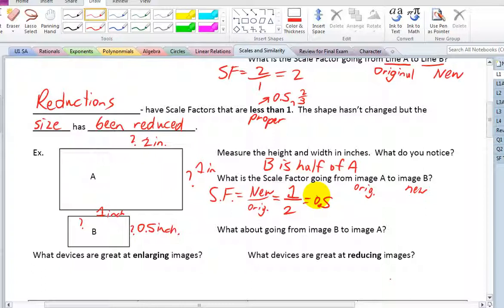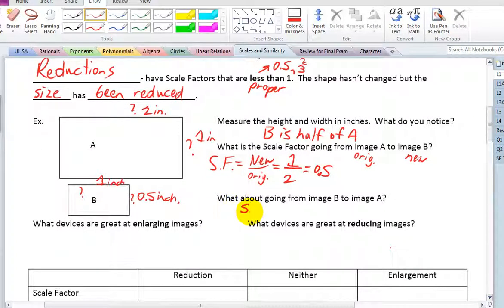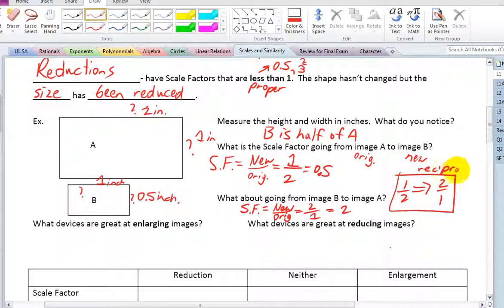And if you reversed it, then the scale factor is still new over original, but your new image length is 2 and the original is 1 because A and B have switched from being new to original. And so this has a scale factor of 2. The fractions are reciprocals. You guys know what reciprocal means in math? The fractions flip. So 1 over 2, and the reciprocal is 2 over 1. So notice that's happened. We have reciprocal fractions.